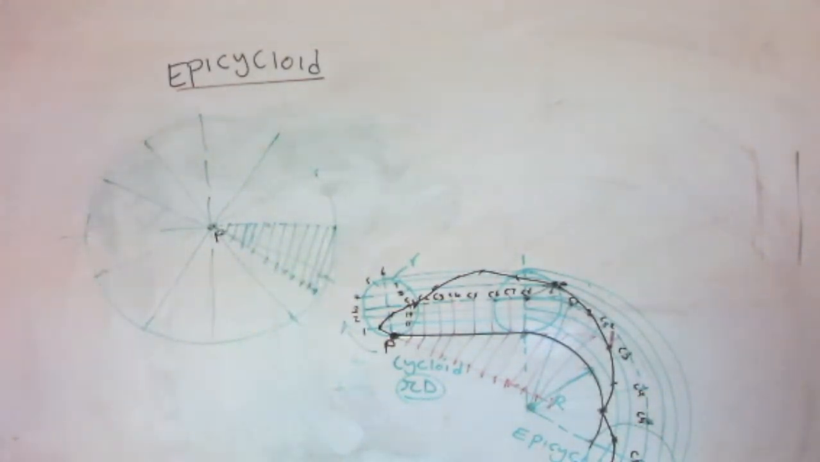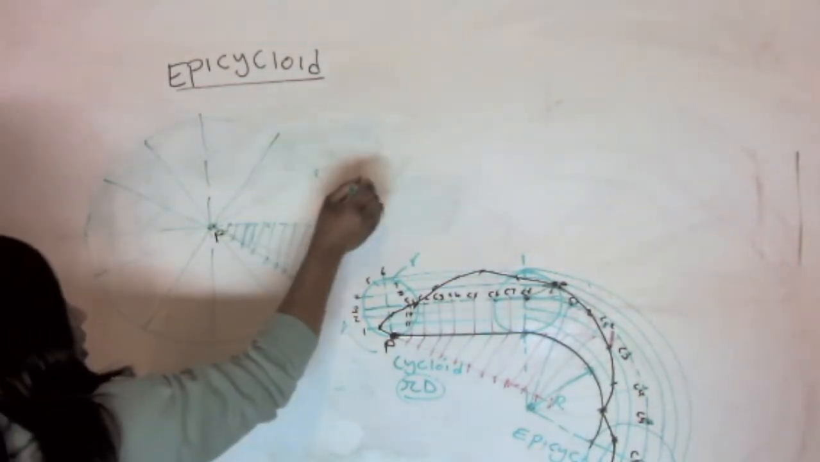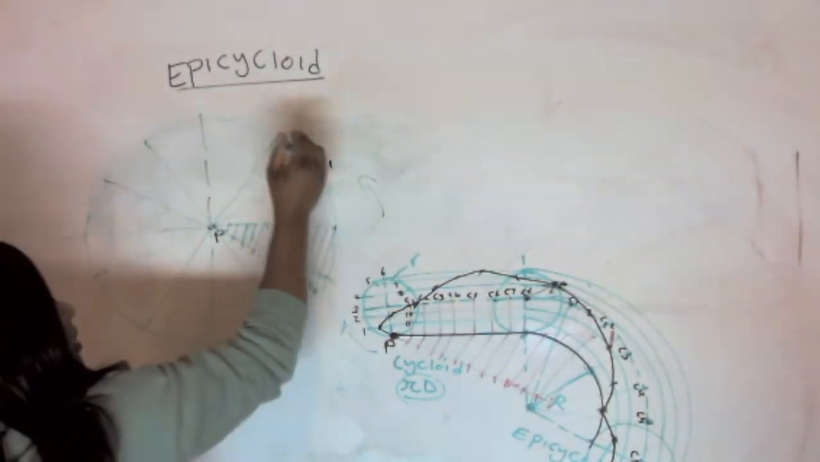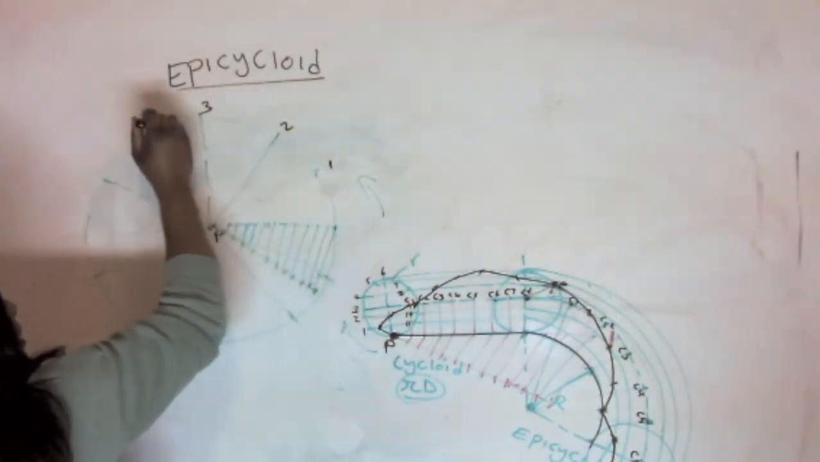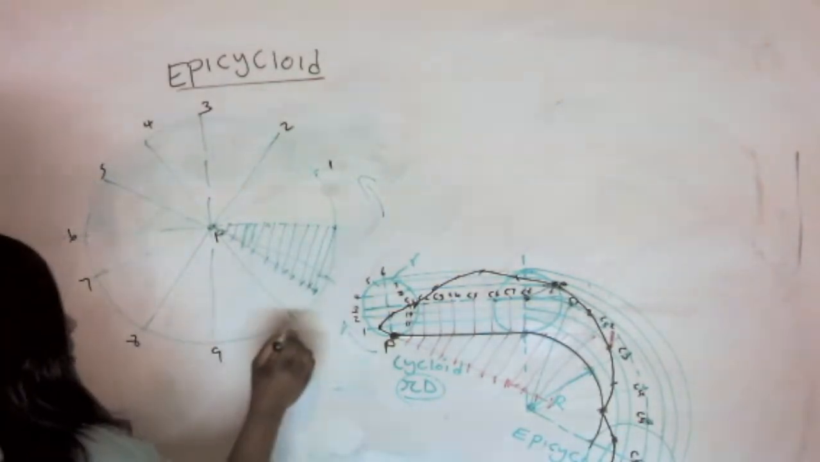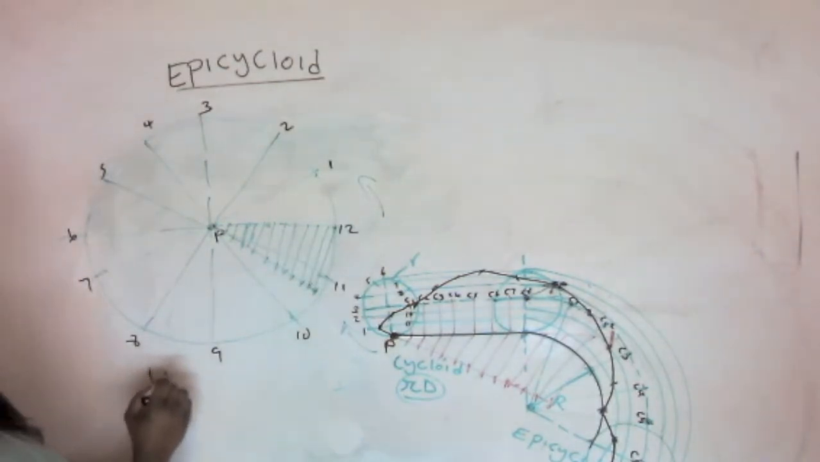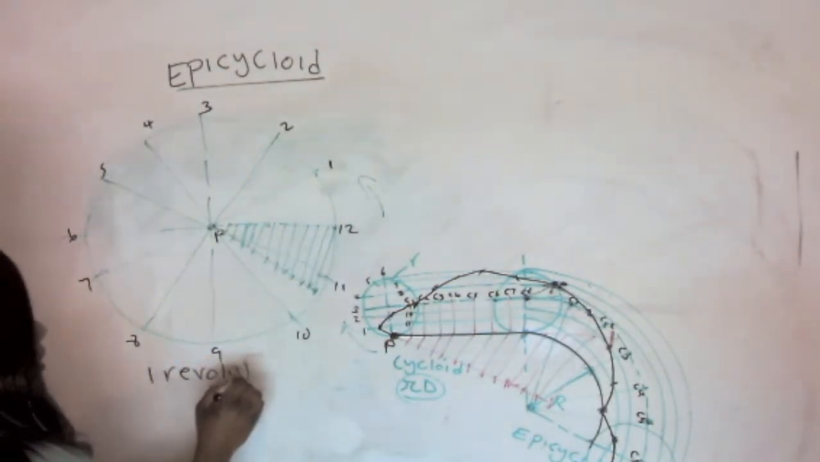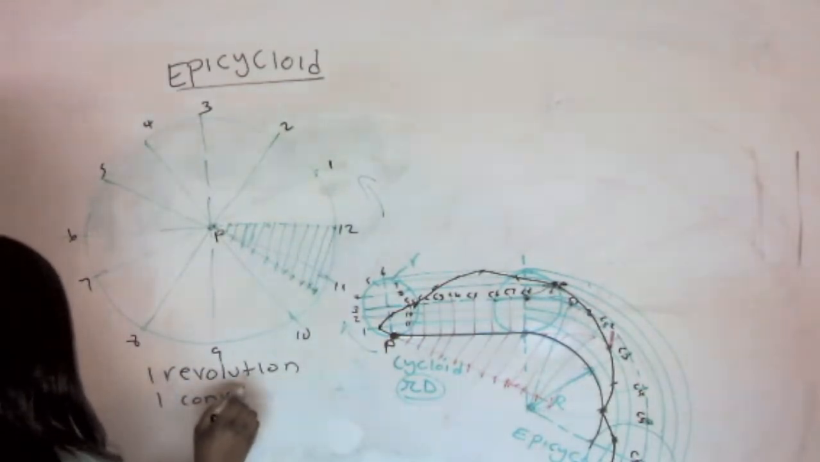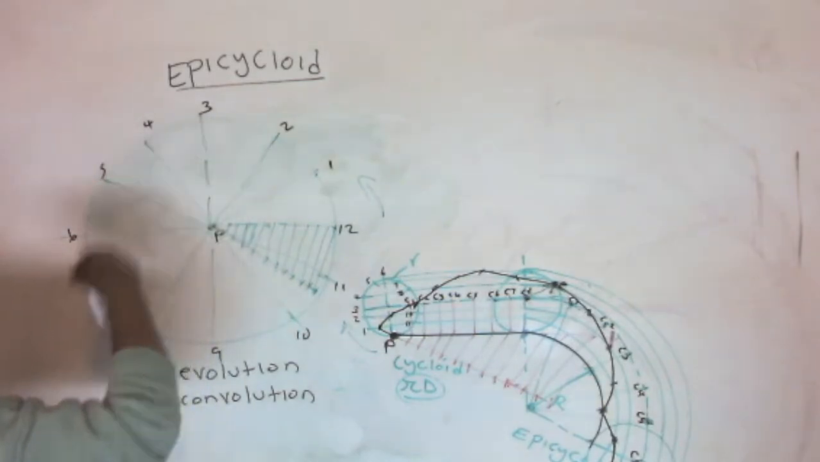If they say it revolves anti-clockwise, it's revolving counterclockwise. That way is the revolving direction. So this will be 1, this is 2, this is 3, 4, 5, 6, 7, 8, 9, 10, 11, 12. So for one revolution or one convolution, the examiner uses this term. You only have a circle once.